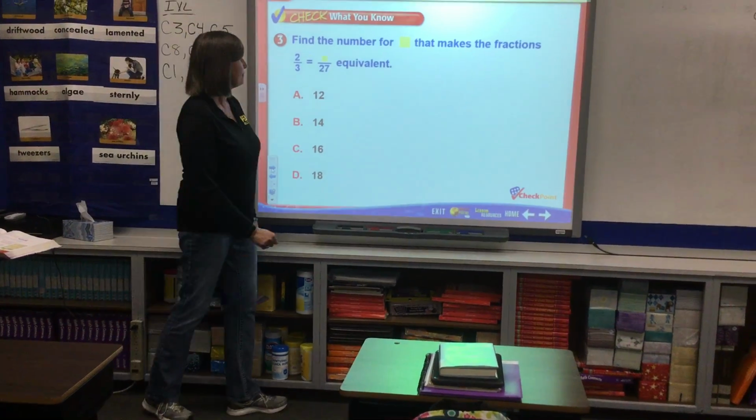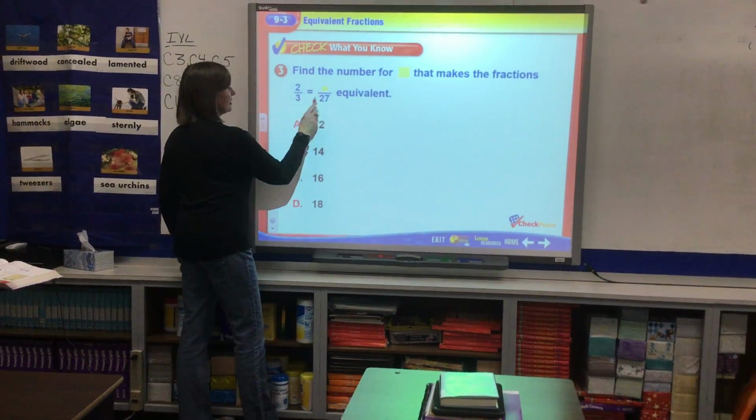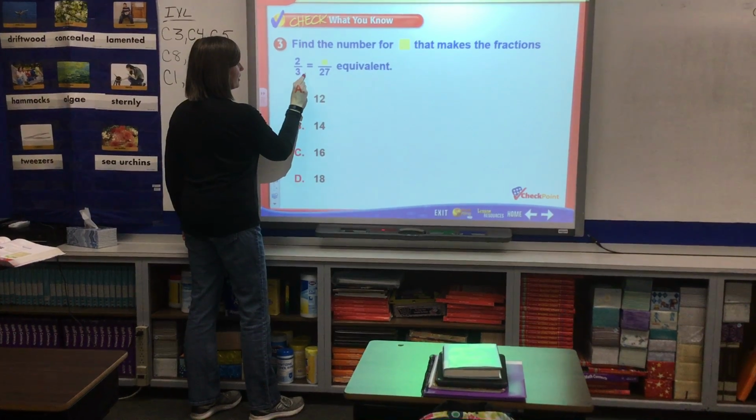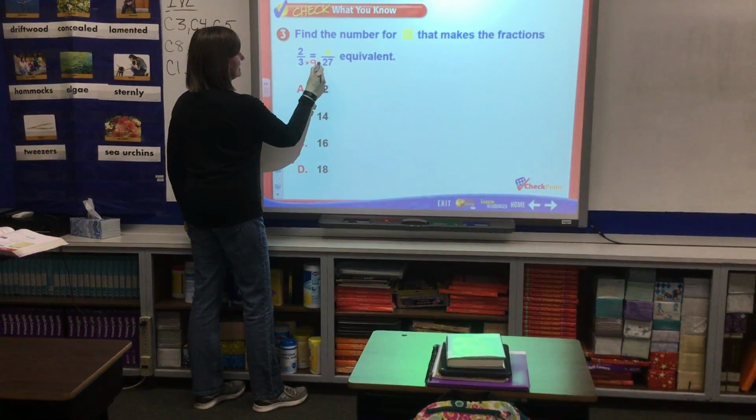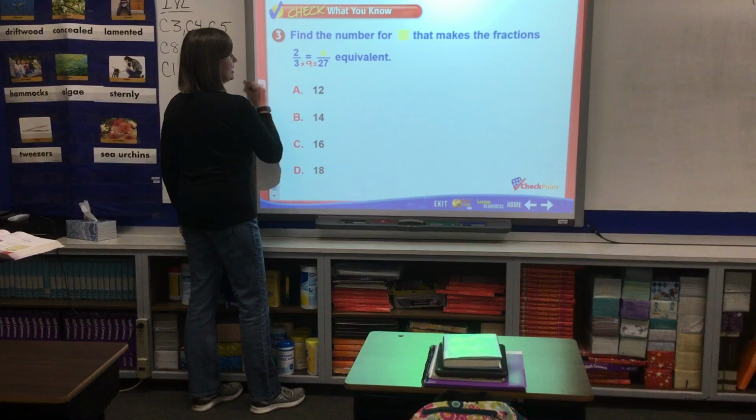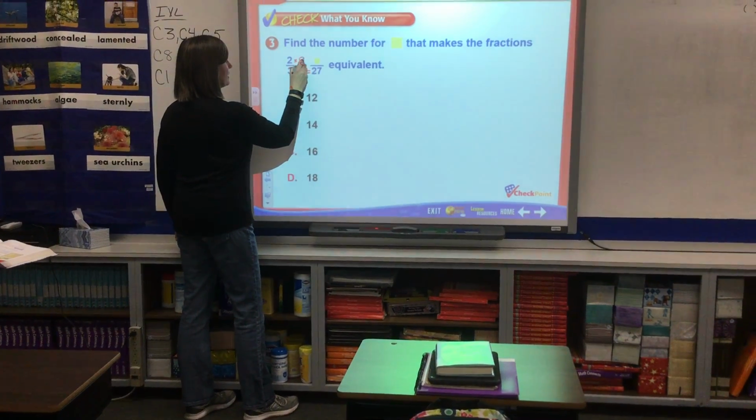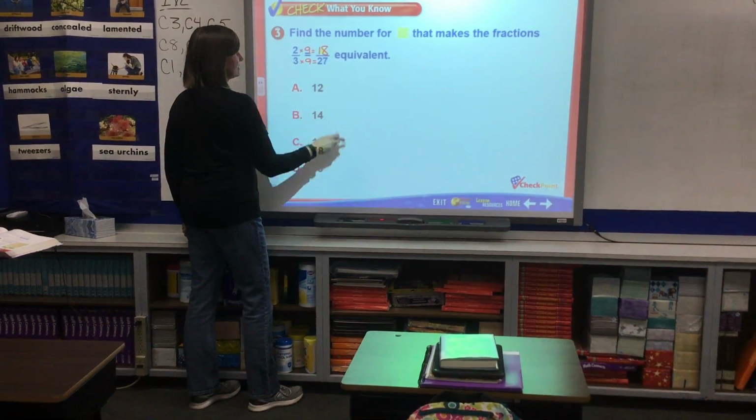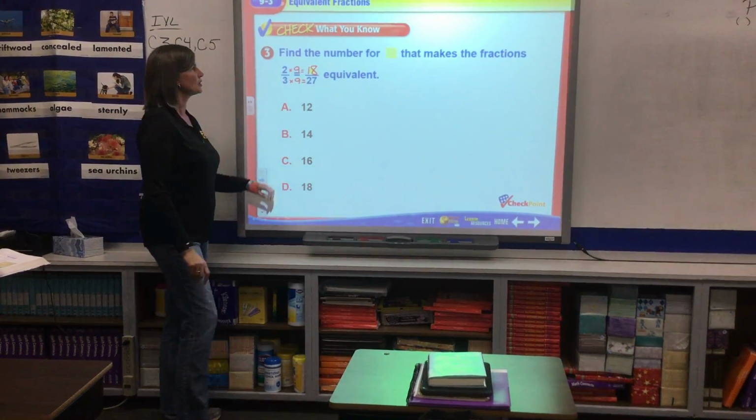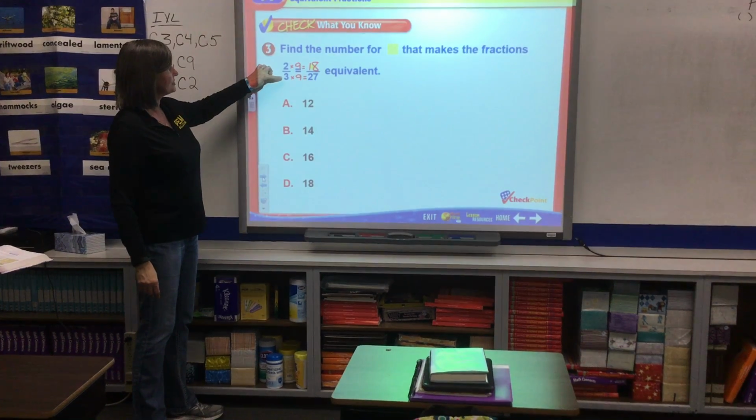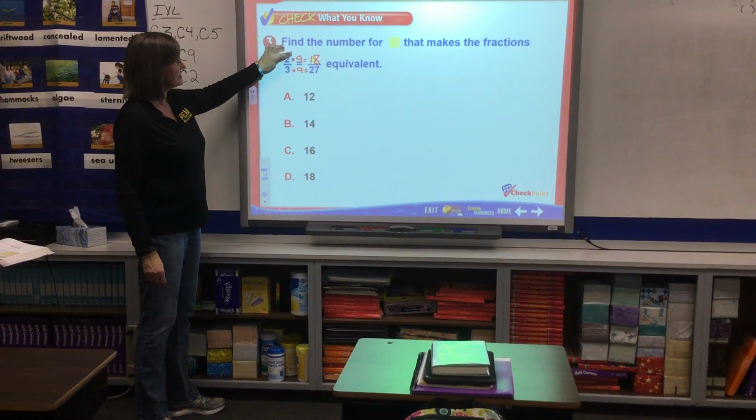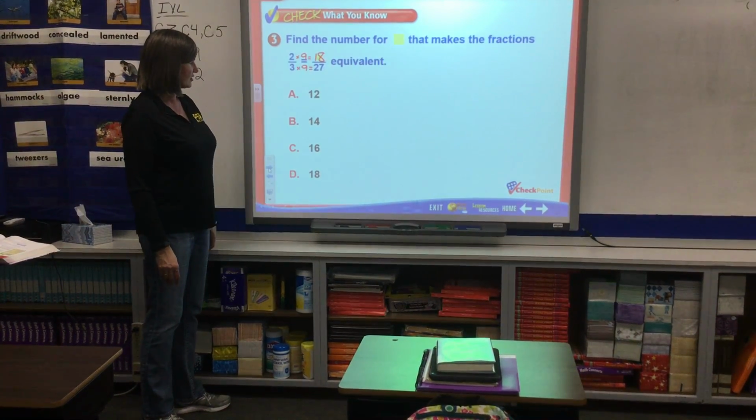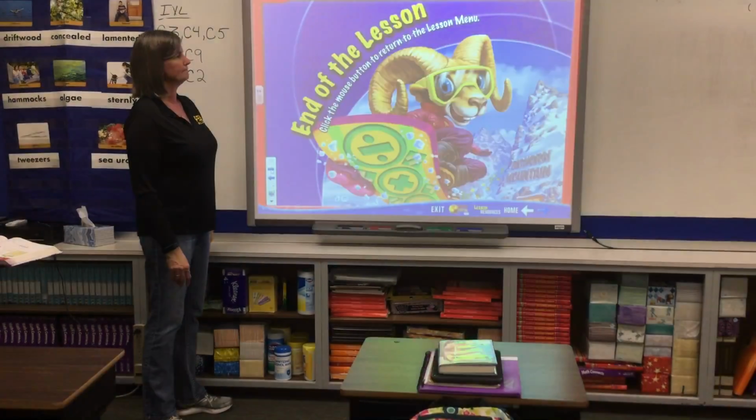All right, so an example like this, again, I'm going to figure out the relationship between these two numbers. I know if I take this number and I multiply it by 9, that is going to give me 27. So I do the same thing to the top number. I'm going to multiply it by 9, and 2 times 9, I know, is 18. And so to make those equivalent to each other, 2/3 is going to equal 18/27 by multiplying both numbers by 9. So our missing answer is letter D, 18.